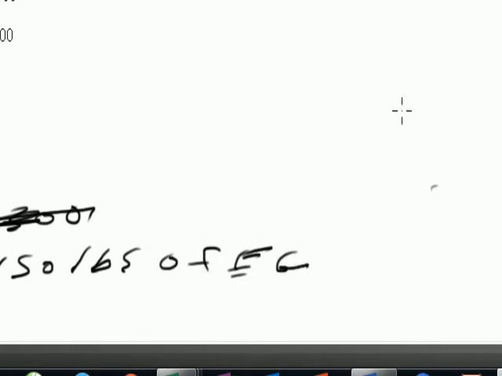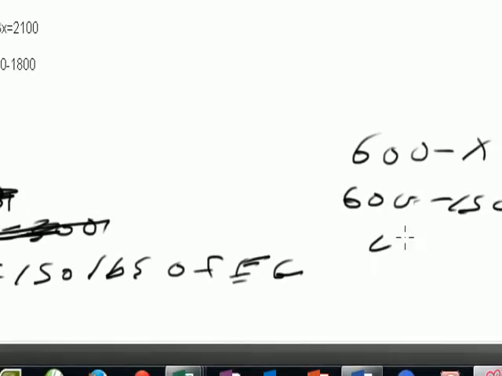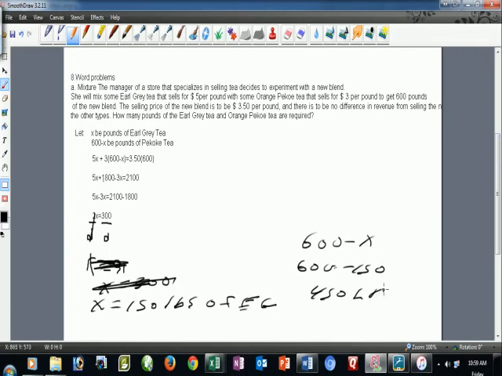That means we have 600 minus X. 600 minus 150 gives us 450 pounds of orange pekoe tea. And that's how you get the two answers. Word problem 1, mixture.